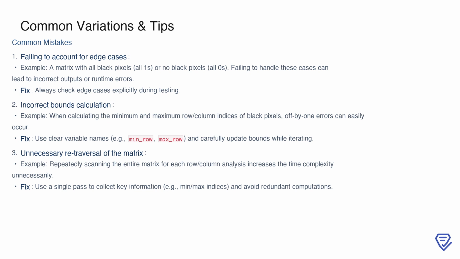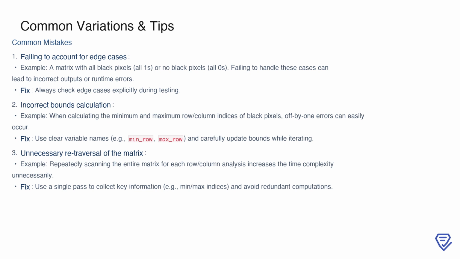First, failing to account for edge cases can often lead to runtime errors or incorrect outputs. For example, if the matrix contains all black pixels or no black pixels at all, these scenarios may not be handled properly unless explicitly tested. To address this, always include edge cases in your testing strategy to ensure your solution is robust.